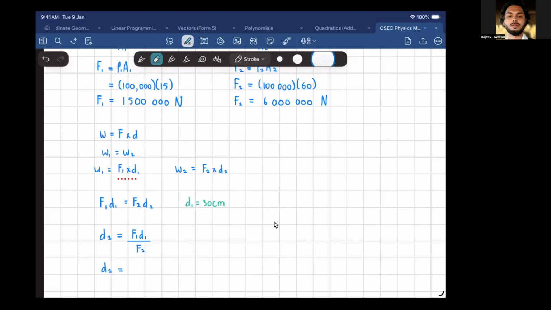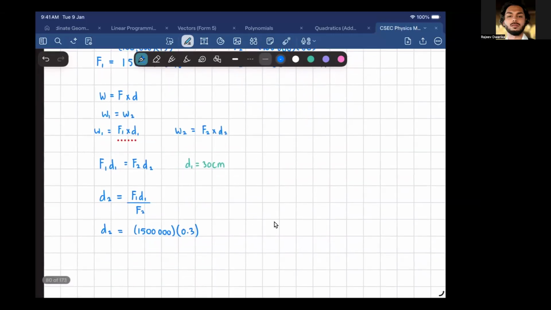So Shayna, we're trying to find D2, given D1. So what's F1? 1,500,000. What was D1? You need to convert it to meters, right? So that'll be 0.3. And that would be over F2. What was F2? 6 million.